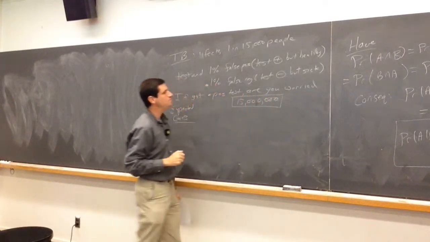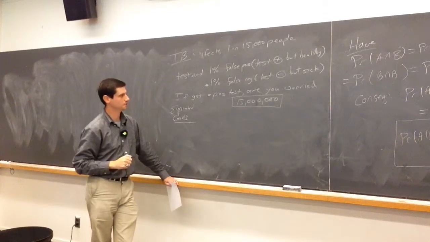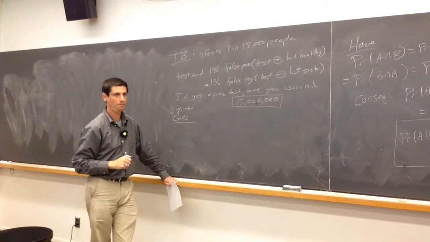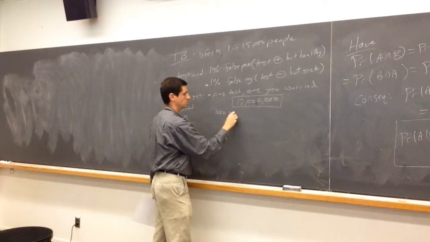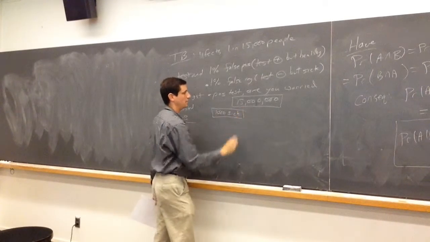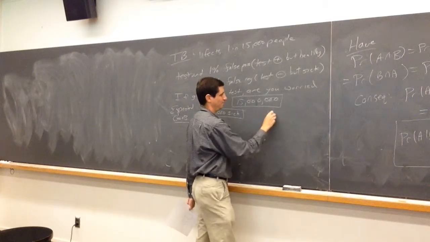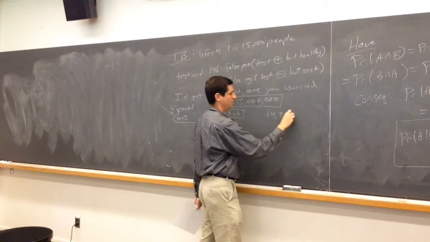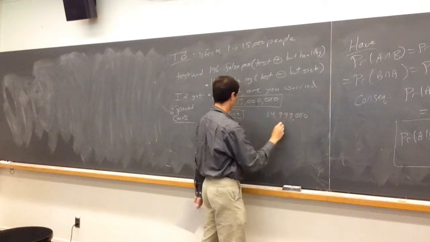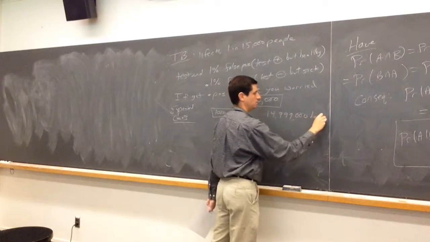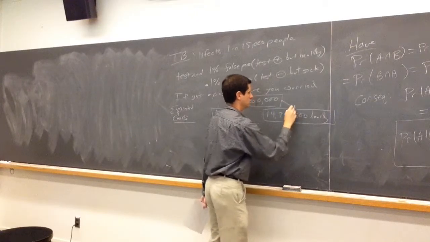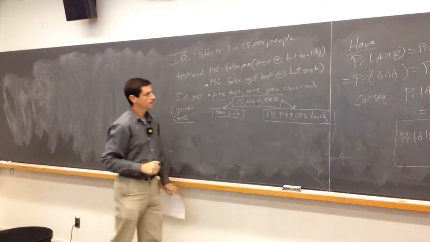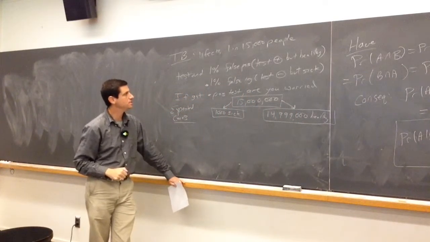So we have 15 million people. How many people are sick? 1,000 people are sick. And how many are healthy? 14,999,000 healthy. Okay? So now we have 1,000 sick people.